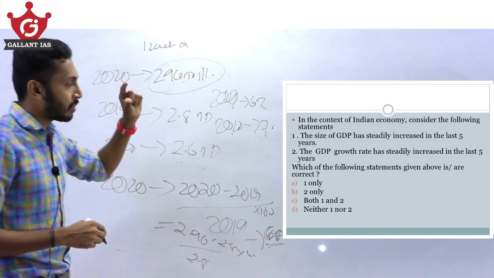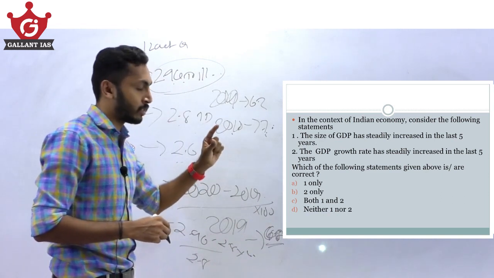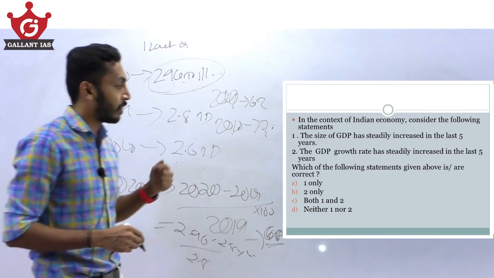The GDP growth rate has steadily increased in the last 5 years. Wrong statement. So the answer is option A, one only.